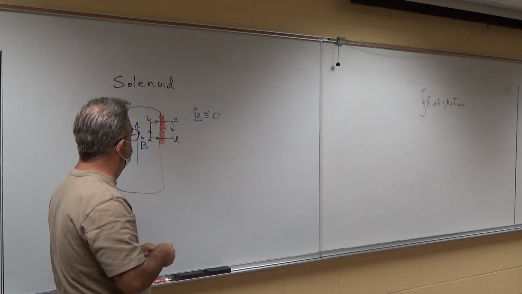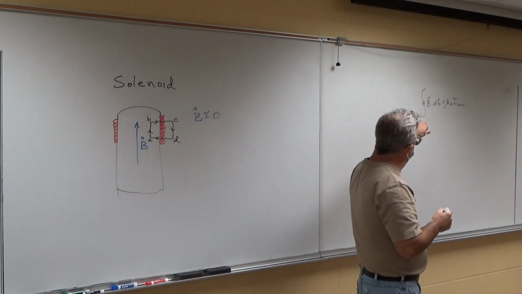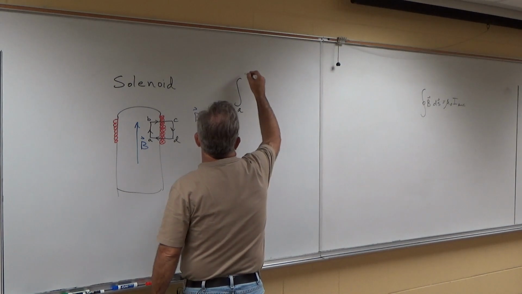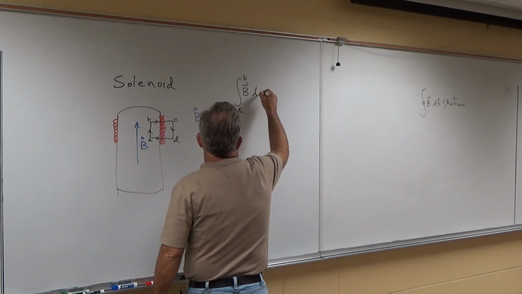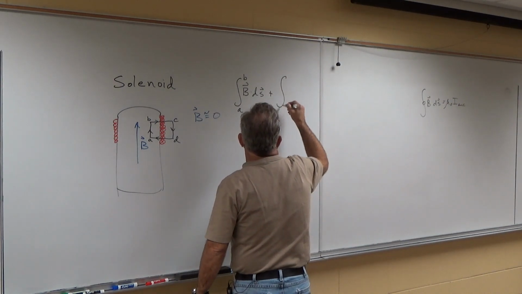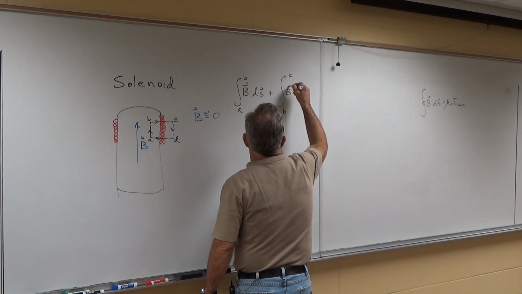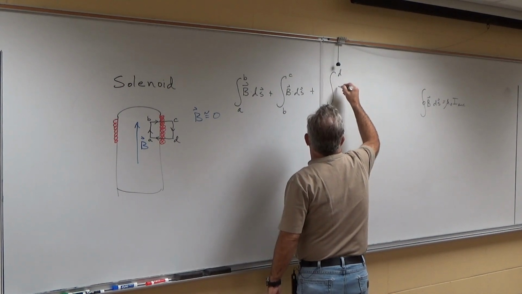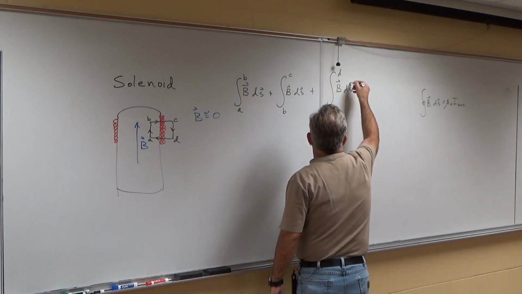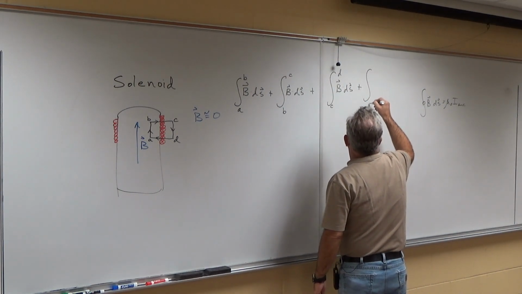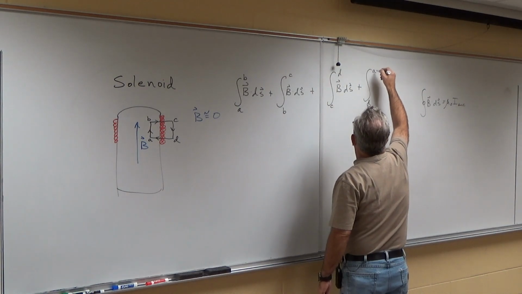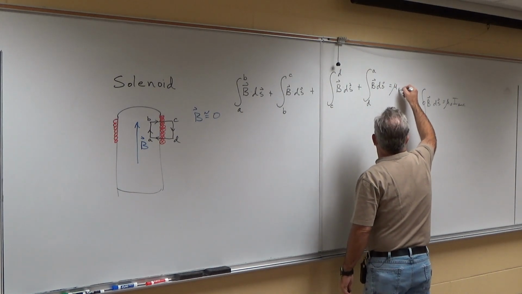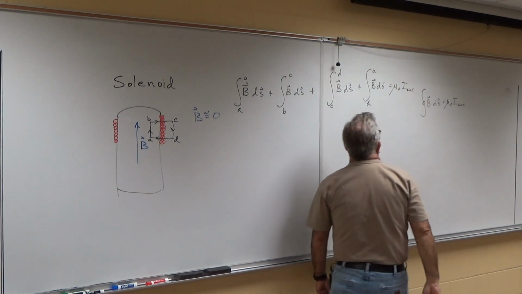That's my closed loop. So to do Ampere's law, I've got to take the closed loop integral, which is the integral from A to B of B dot ds, plus the integral from B to C of B dot ds, plus the integral from C to D of B dot ds, plus, last one, the integral from D back to A of B dot ds, and all of that equals mu naught I enclosed.